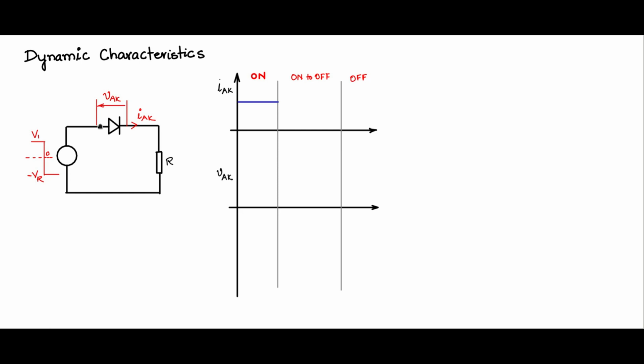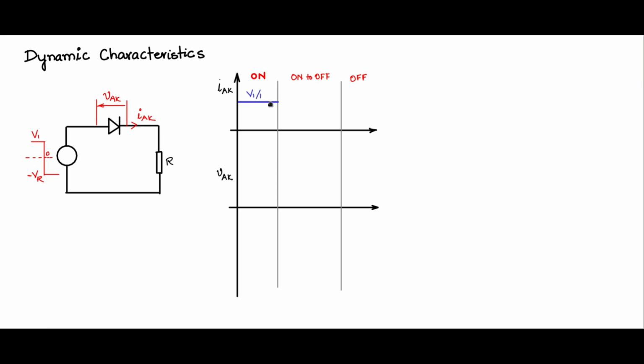So let us apply V1 to the input source. When you apply V1, the anode voltage is more positive than the cathode. The diode is going to be forward biased, and it is going to be on. During that time, a current IAK flows, and the current is V1 divided by R. If we consider negligible voltage drop across VAK, or if you consider a voltage drop of 0.6, then it will be V1 minus 0.6 by R.